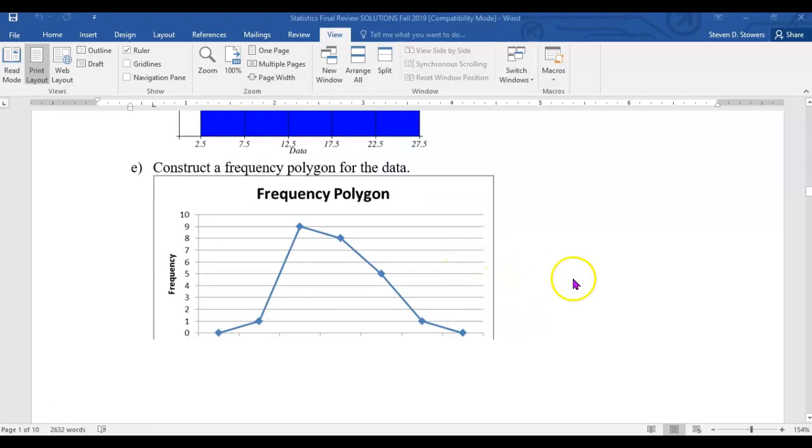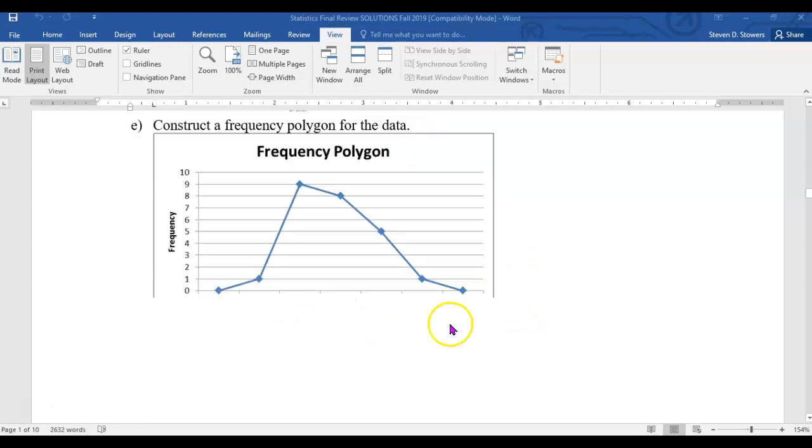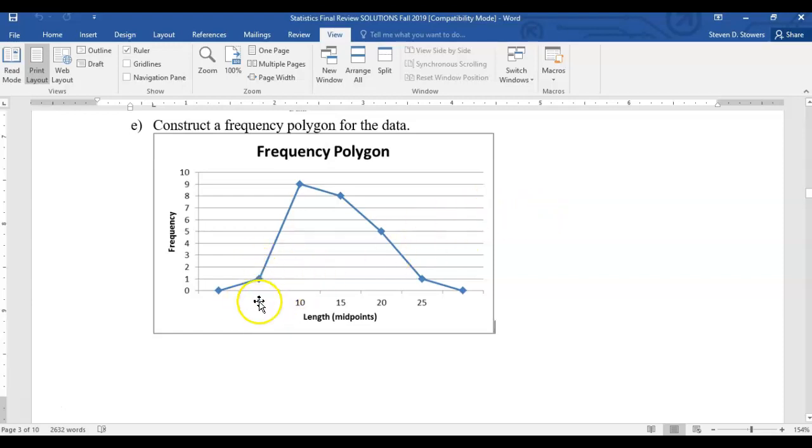A frequency polygon for the data would look like this. It's labeled with the midpoints of the classes, 5, 10, 15, 20, and 25. So above each one of those midpoints, we have a dot going up to the height of the frequency for that class. We also have dots down at 0 level outside of that range. So we have these 5 dots, one for each class, and then we connect things down to 0 level, down to the horizontal axis at the end.